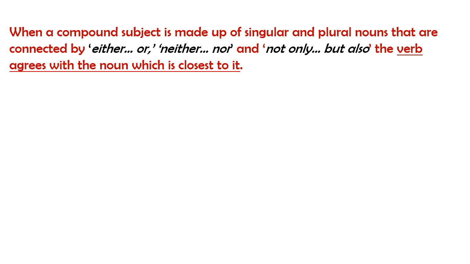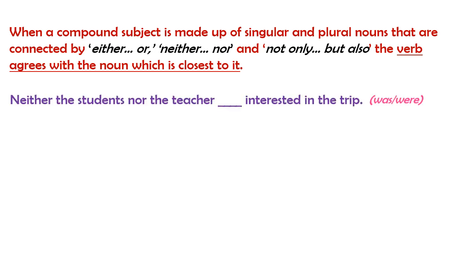So either or means one of the two, neither nor means no one, and not only but also means both. Since we are clear with that, let's learn which subject would agree with these type of subjects. Look at this example. Neither the students nor the teacher dash interested in the trip.